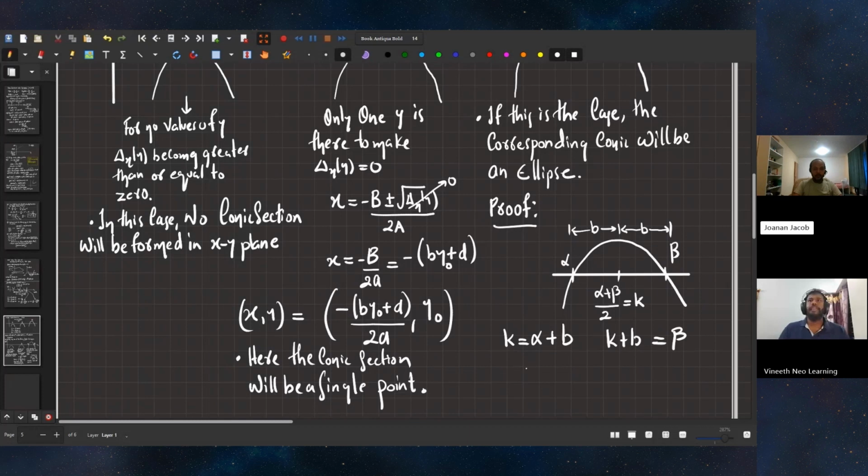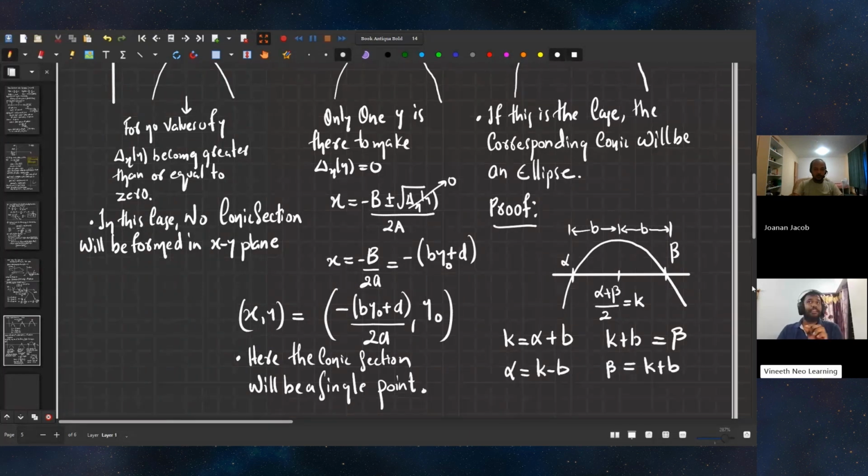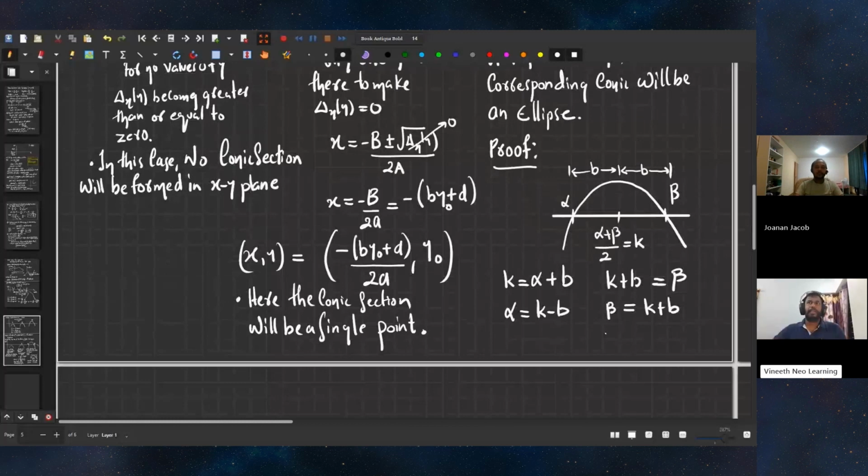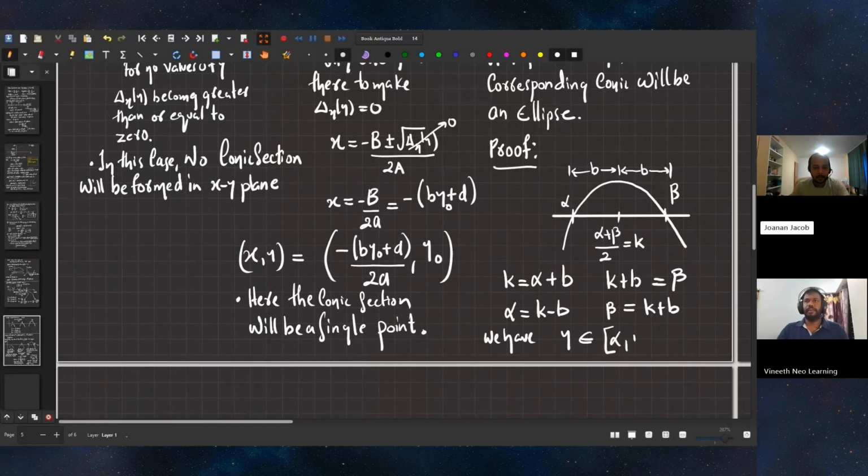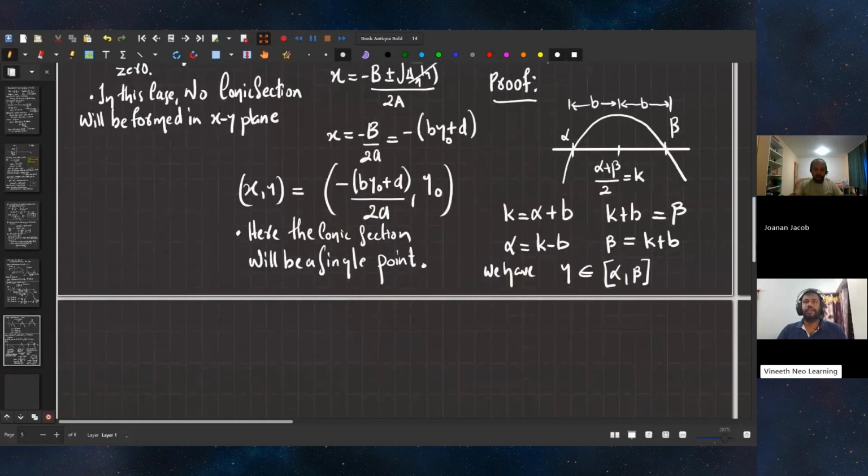And the Y value is actually in between alpha and beta. Those are the values of Y for which delta XY becomes greater than or equal to 0, meaning Y belongs to the closed interval. You can also write it as alpha less than or equal to Y less than or equal to beta.